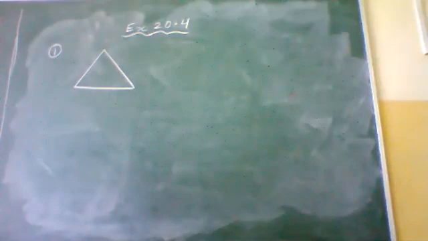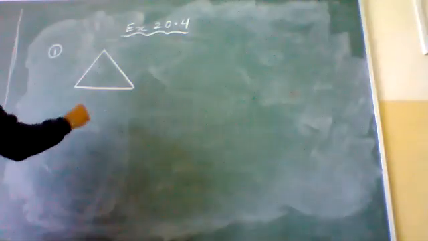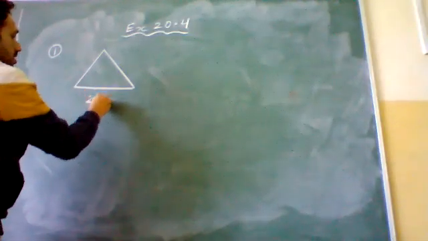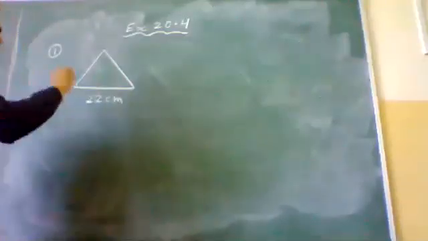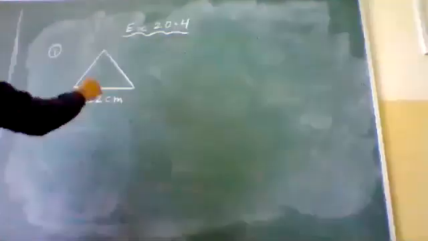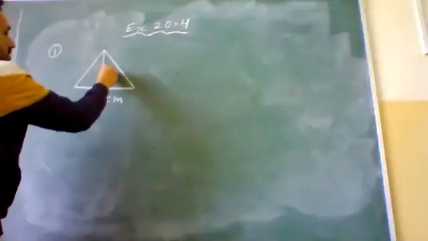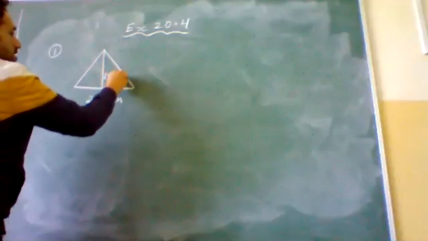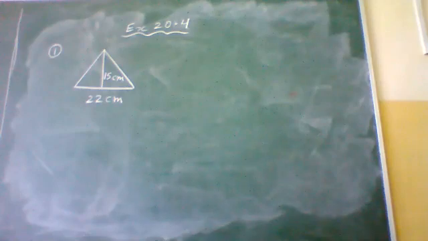A triangular piece of paper has a base of 22 centimeters. The base of the triangle is 22 centimeters and the height of the triangle is 15 centimeters. So this type of triangle you will draw in your copies first.